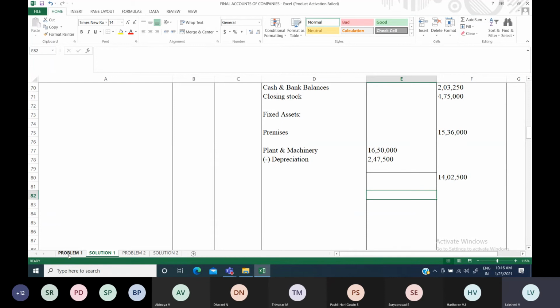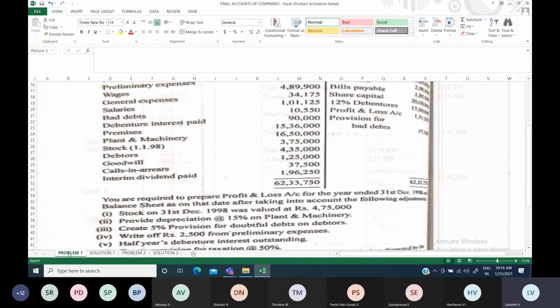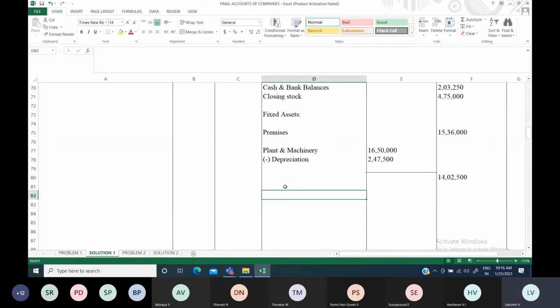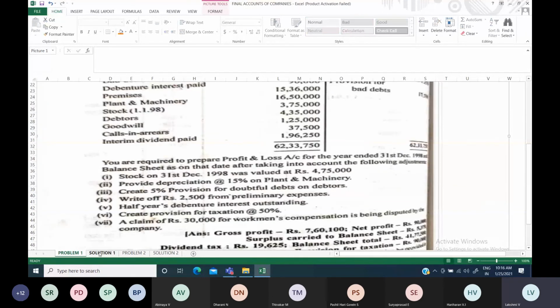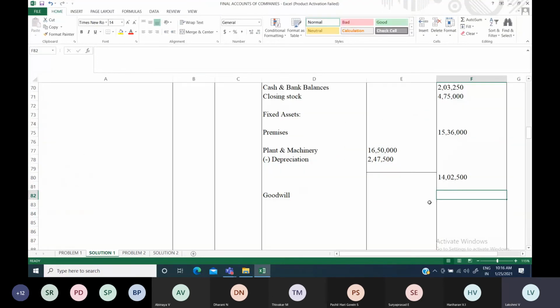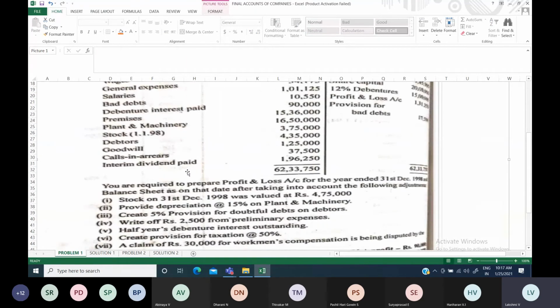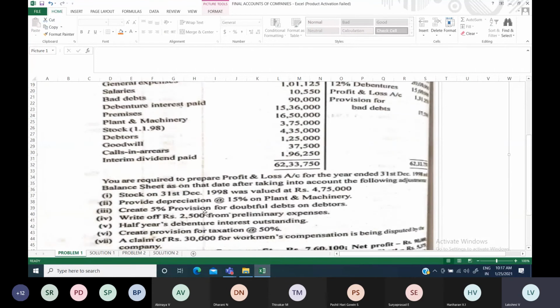And see whether any other fixed assets are there. Goodwill is there. So 1,25,000. Just find out in the question. Goodwill. Enter the amount in the final column. 1,25,000. Okay. See if any other fixed assets we have skipped out. Okay. So just take it out fast.